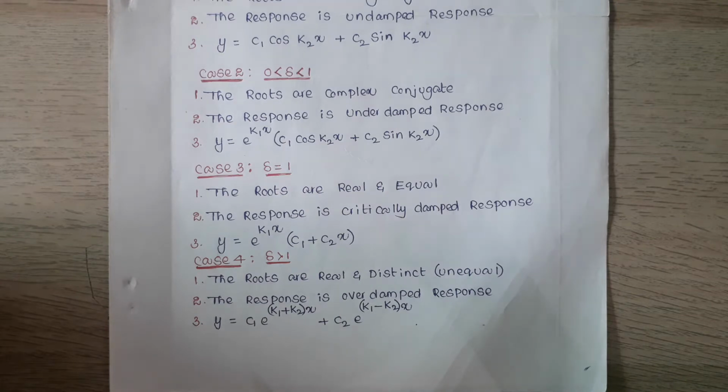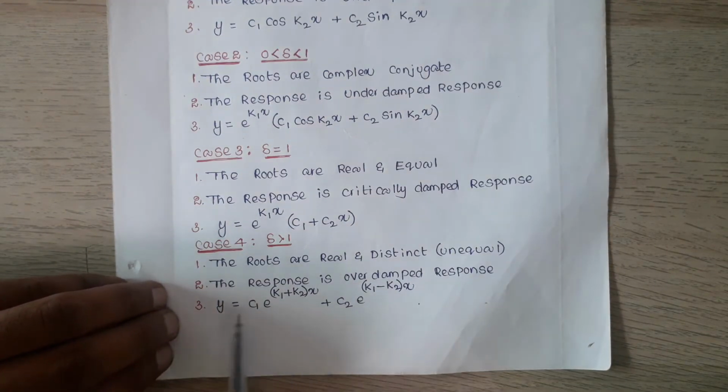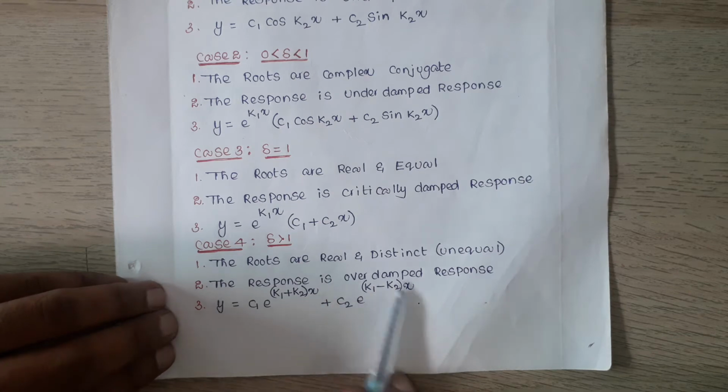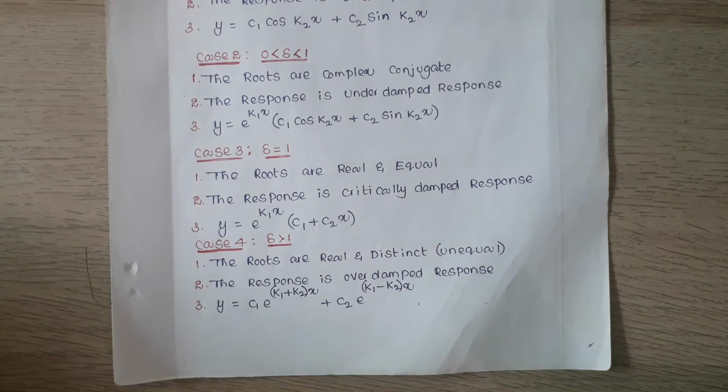The roots are real and distinct, or unequal. So distinct means unequal. So the response is an overdamped response. And the mathematical expression for the response is in this form: y equal to c1 e power (k1 plus k2)x plus c2 e power (k1 minus k2)x.